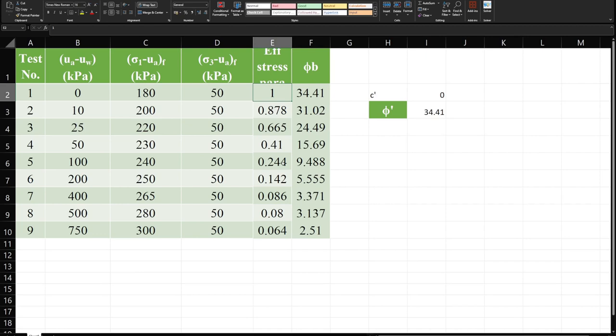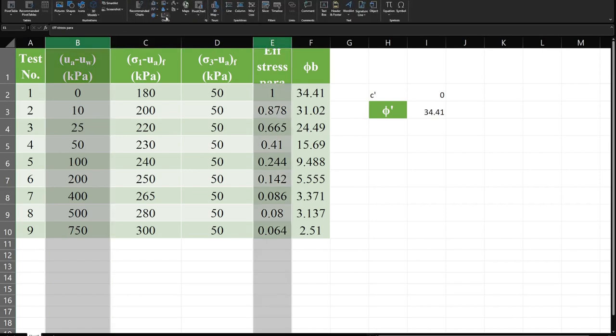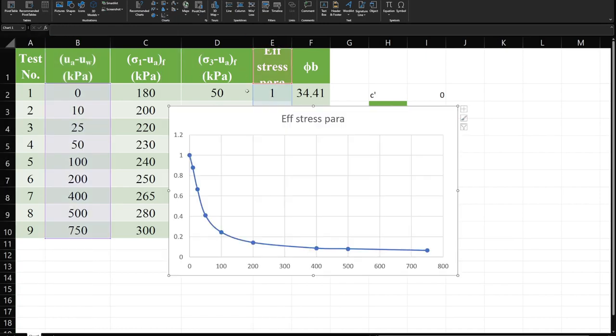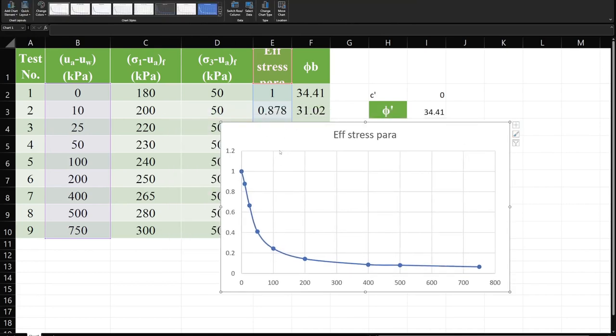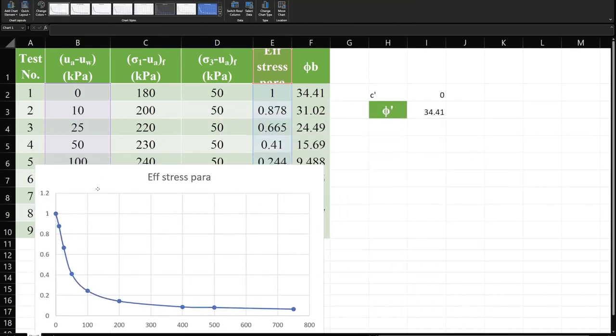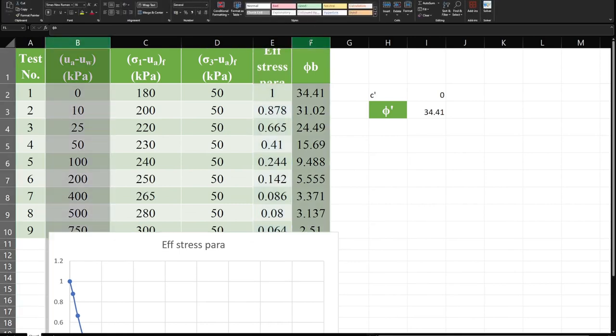Here we can plot also. First, we will plot matric suction versus effective stress parameter. So we'll go here, insert, and plot with the line plot. As the matric suction is increasing, the effective stress parameter is decreasing. Then in the same plot or in a separate plot, we will plot matric suction versus the phi b value.